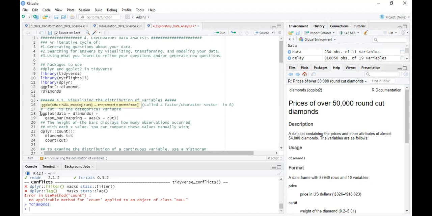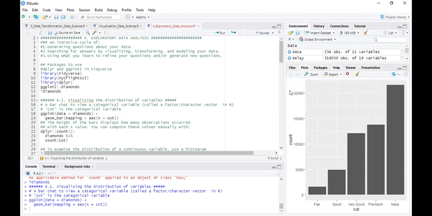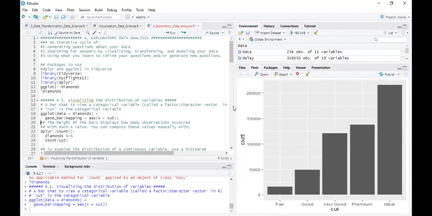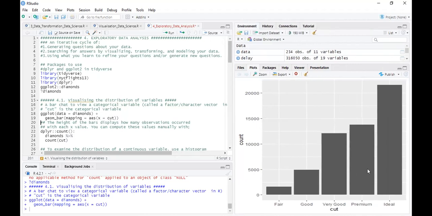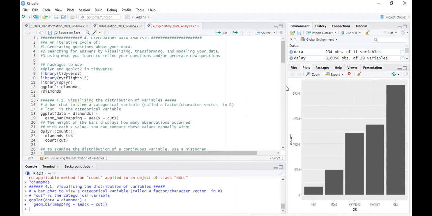This was the same kind of script you used in the visualization. So if we generate that, I don't know if you can see my screen properly. We get this bar plot that's showing us the count of each type of cut, where the fair cut has way less and the ideal cut has way more diamonds, in terms of count.